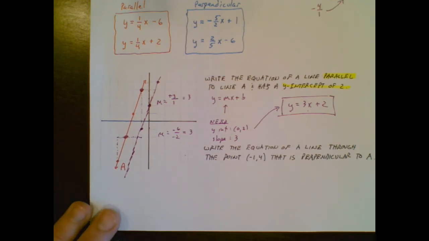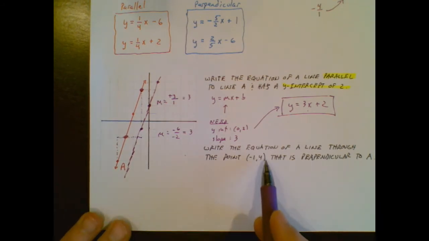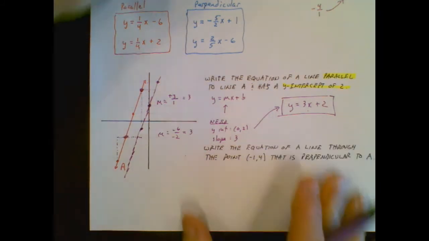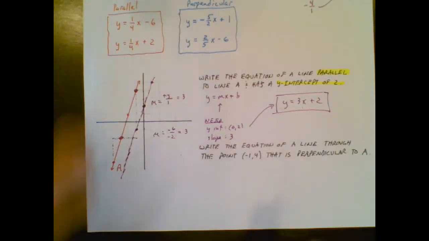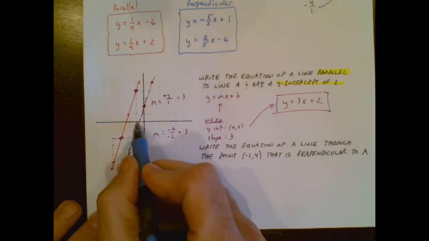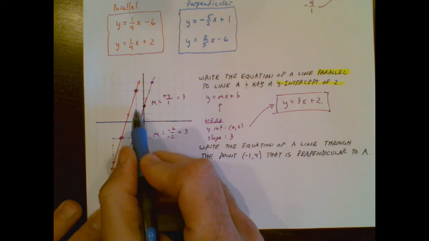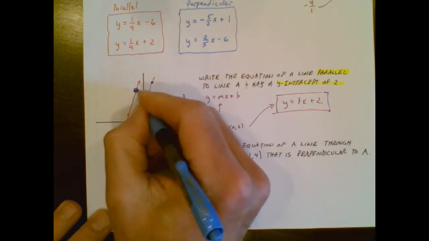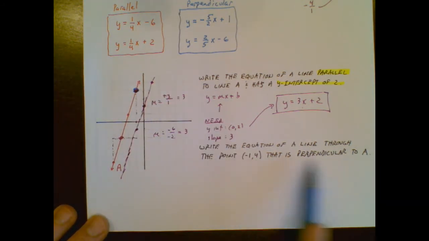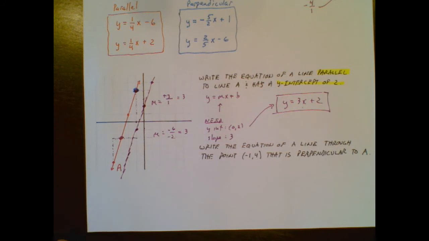Okay, and we're going to do one more. We're going to write the equation of a line that goes through, let me position this a little bit, the point -1, 4. I know my graph is getting pretty messy now. -1, 4. So it's going through this point right here, but it's going to be perpendicular to A.